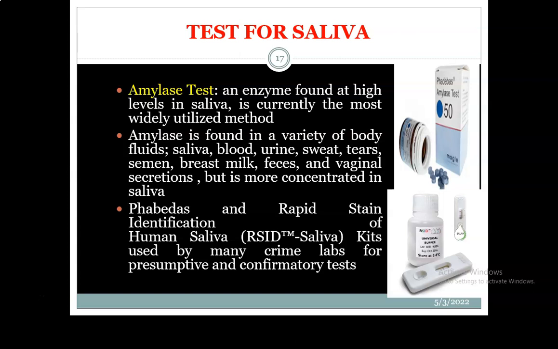So you apply saliva to the cassette over here. It has a control and a test line. Once what you are testing is saliva, the control and the test lines will appear. If it is negative, only the control line will appear.